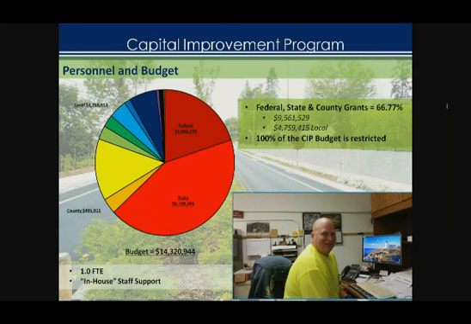The interesting thing is in our $14 million capital budget, 66% is state, federal, and county grants, about $9.5 million. We have about $4.7 million in local funding sources. I'm going to show you where those are coming from. But 100% of this is restricted revenue. You can't take a state grant, take that money, and go do some operating expense. That has to be dedicated to a specific project that we'll award to.